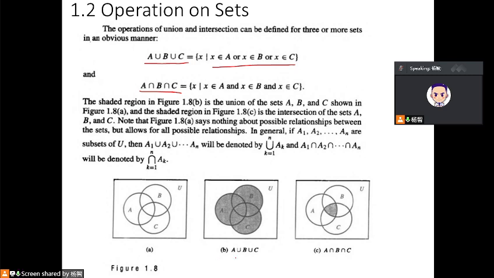This is the example shown in the Venn diagram. The shaded part is the union of A, B, and C. And this shaded part is the intersection of A and B and C.